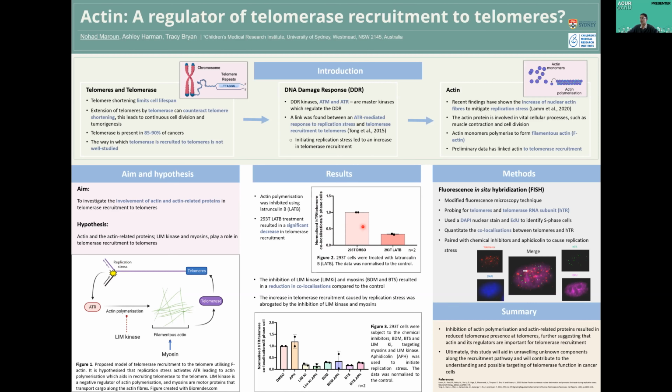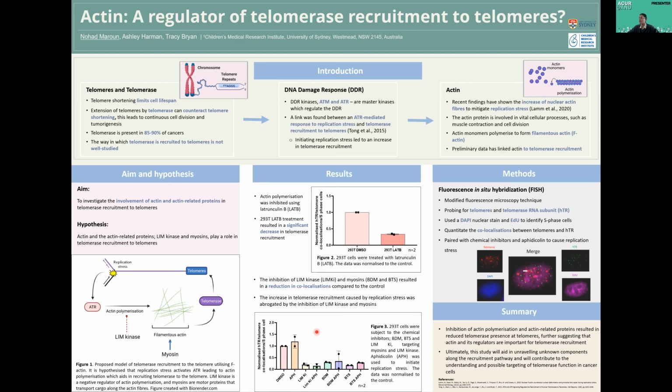So moving on to the second panel, it shows a series of treatments that were performed on 293T cells. We inhibited LIM kinase, which I described before as a regulator of actin polymerization, using LIMKi. We also inhibited myosins using the 2 inhibitors, BDM and BTS. We also initiated replication stress using aphidicolin, which is a DNA polymerase inhibitor. Then we performed individual inhibitor treatments and dual treatments with the inhibitors and aphidicolin.